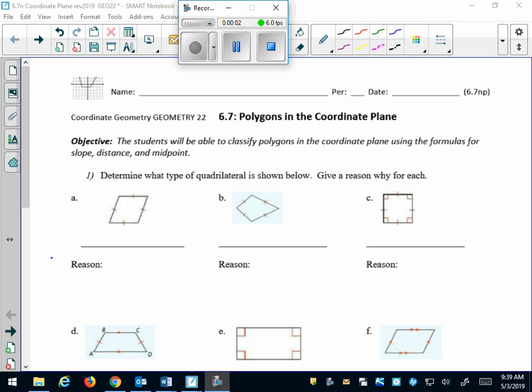Okay, so this is the last section of Unit 6, and we are going to be talking about polygons in the coordinate plane, which means we're going to be using our formulas that we've used before, like slope, midpoint, and distance formula. But before we get to that, let's classify these quadrilaterals based on their definitions. So we really want to focus on what makes the shape what it is, the definition, not necessarily the properties, but the actual definition. So we'll do the first one together, and then I'm going to let you guys finish it. But what is A?